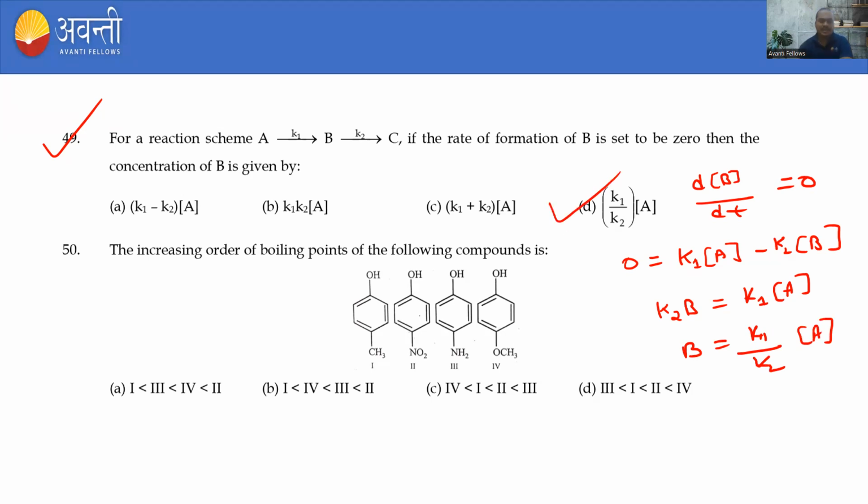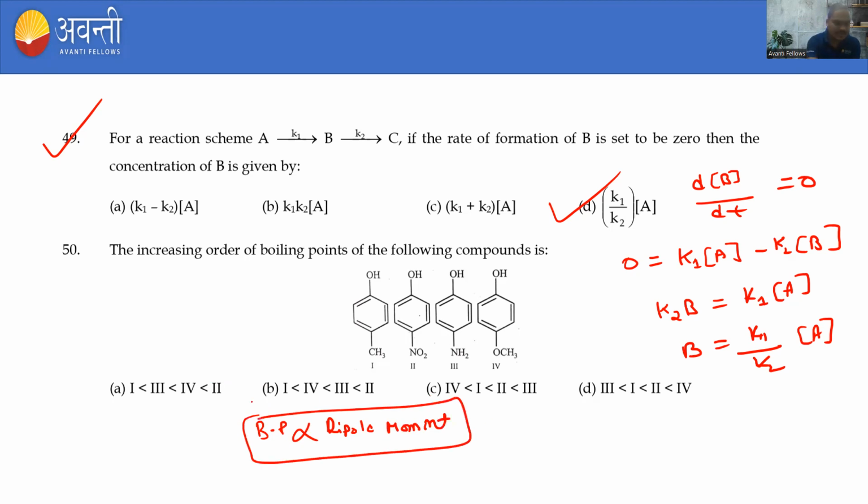Again, this question is the increasing order of the boiling point. So boiling point basically depends upon various factors. So in this we are going to do this question by seeing the dipole moment. So this boiling point is directly proportional to the dipole moment, right? So this BP is directly proportional to the dipole moment.